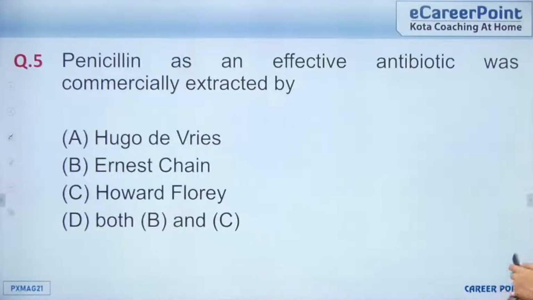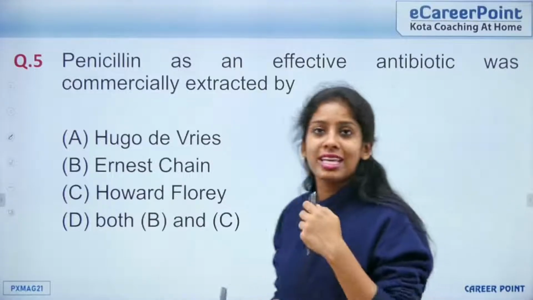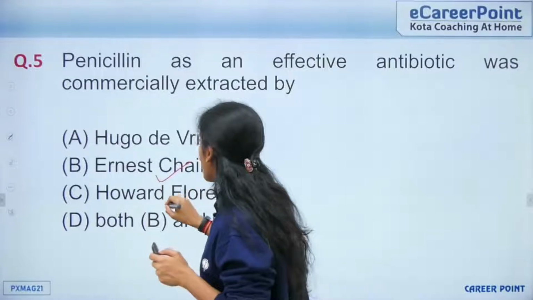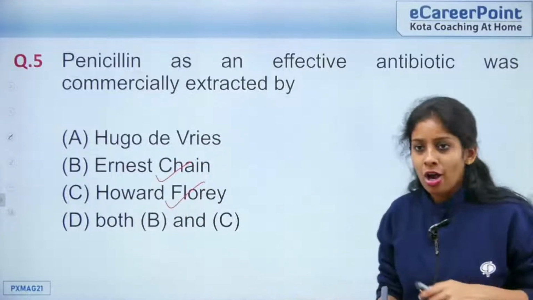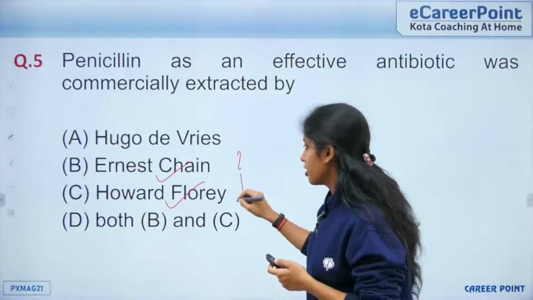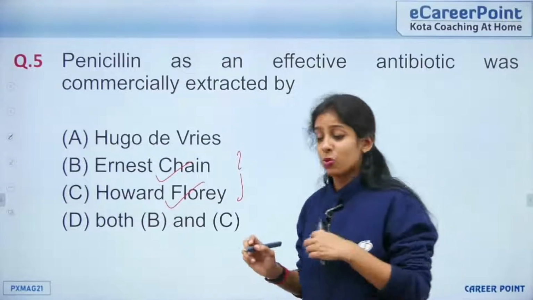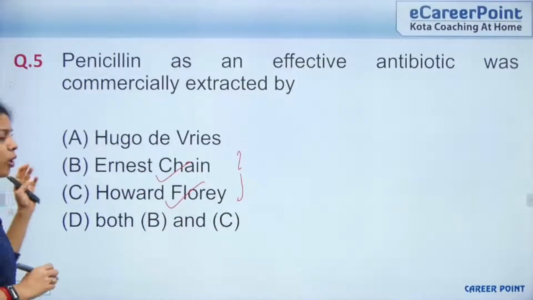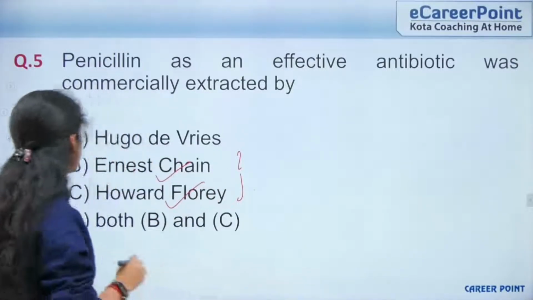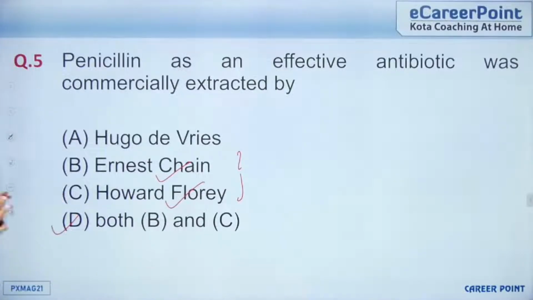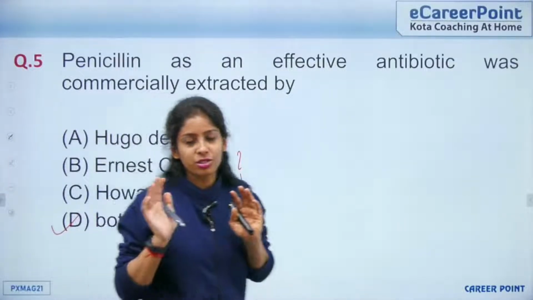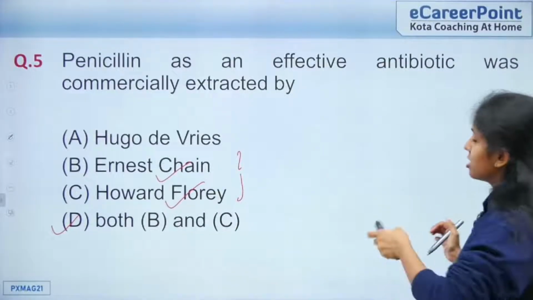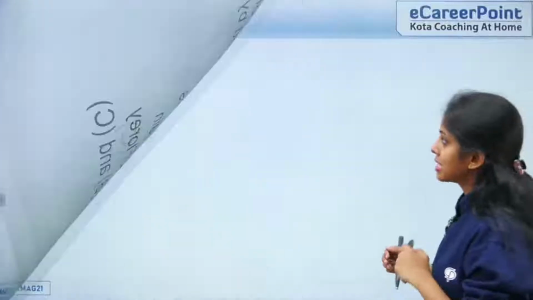Penicillin as an effective antibiotic was commercially extracted by which group of scientists? Ernst Chain and Howard Florey. Though these two names are not given in your textbook other than Alexander Fleming, who discovered penicillium. So it is these two scientists, Ernst Chain and Howard Florey. The answer is both B and C. But questions of this type rarely come, so there's less possibility of a scientist name coming other than the names given in your textbook.